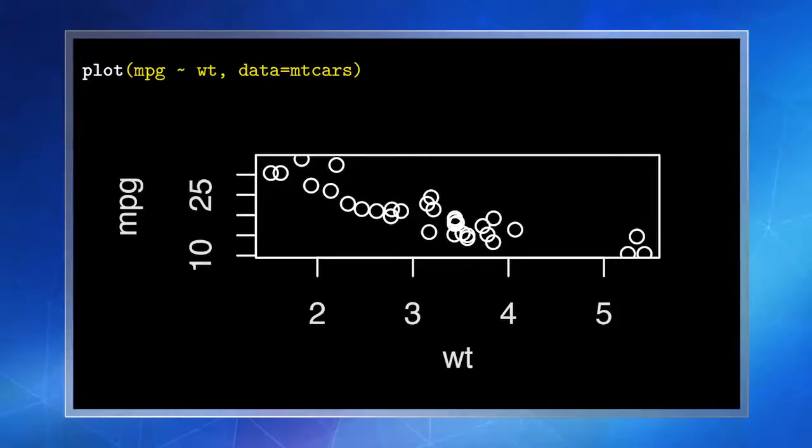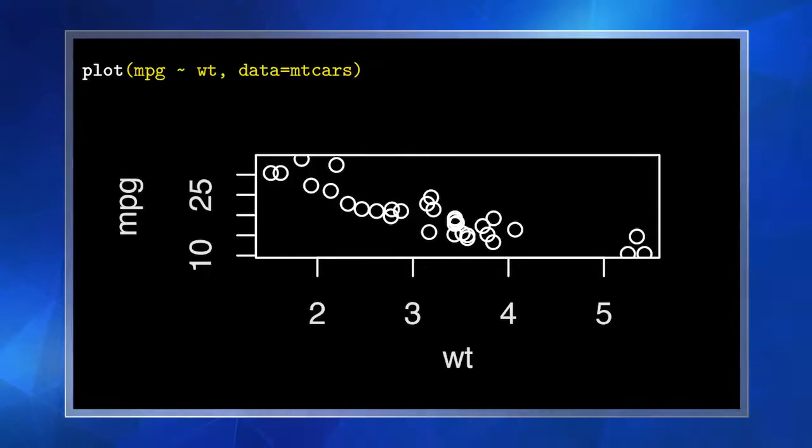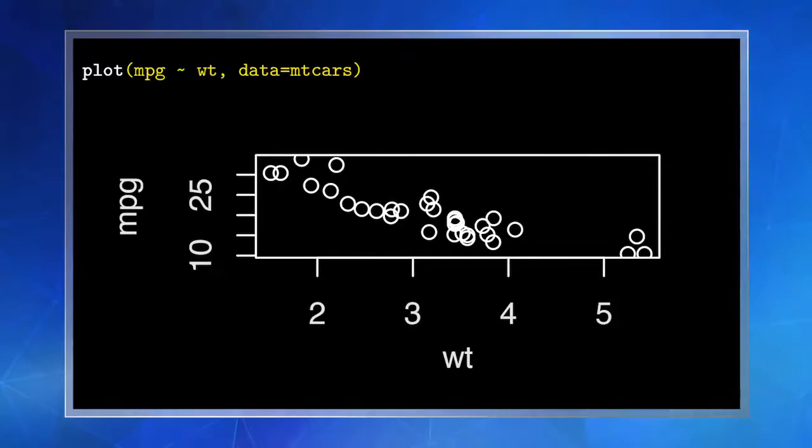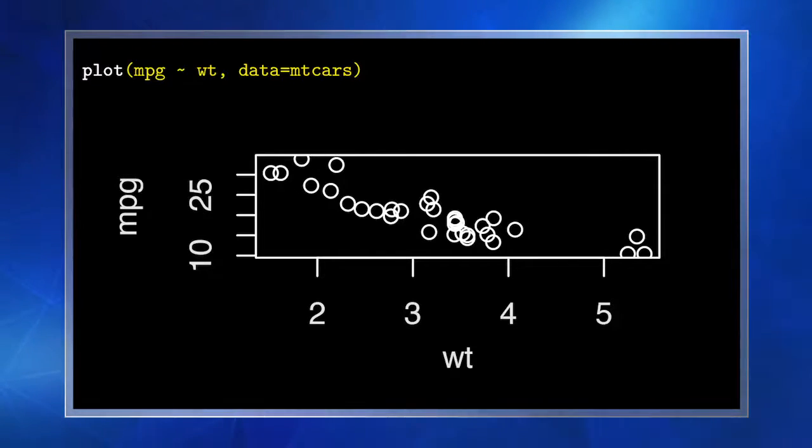This scatter plot shows a roughly linear relationship between weight and miles per gallon, and so it's suggesting that a linear regression model might work here. Think about it: as the weight of a car increases, we would expect the miles per gallon to decrease. All right, let's fit a linear model to our data.